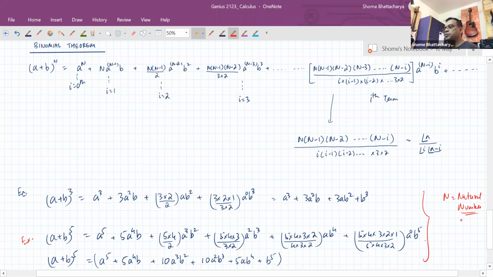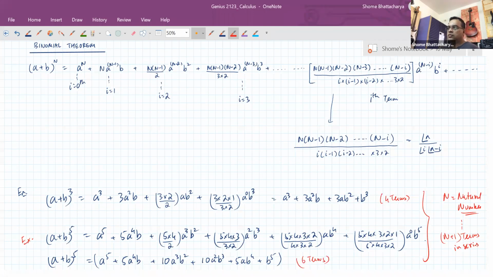So in this case the number of terms is n plus 1. It has n plus 1 terms in the series. So you can see that this has 4 terms. This you can see will have 6 terms because the power is 5. But if the power is something like 1 by 2, or 1 by 3 or minus half or minus 6 or something like that, then it becomes an infinite series.